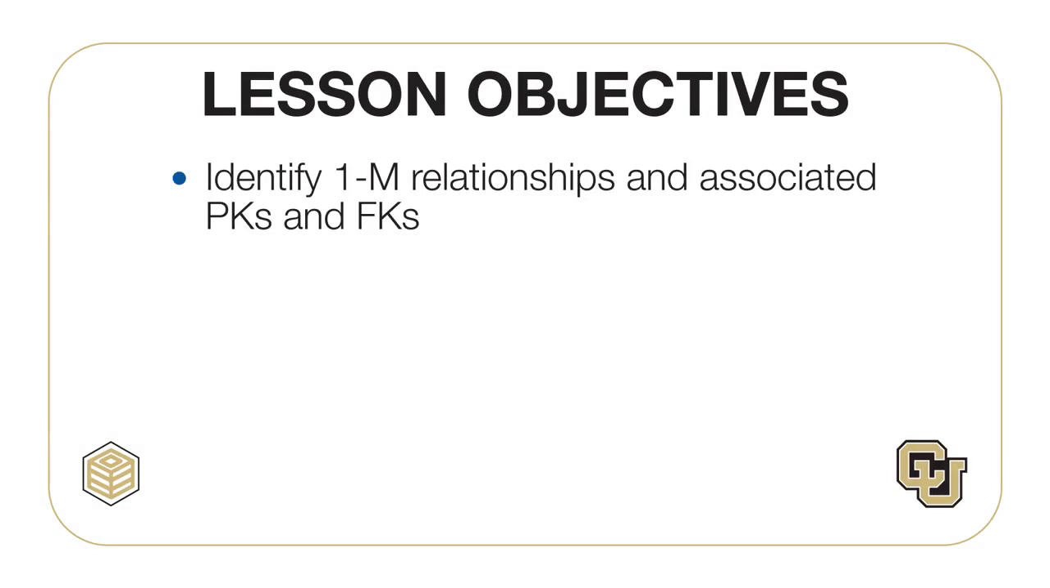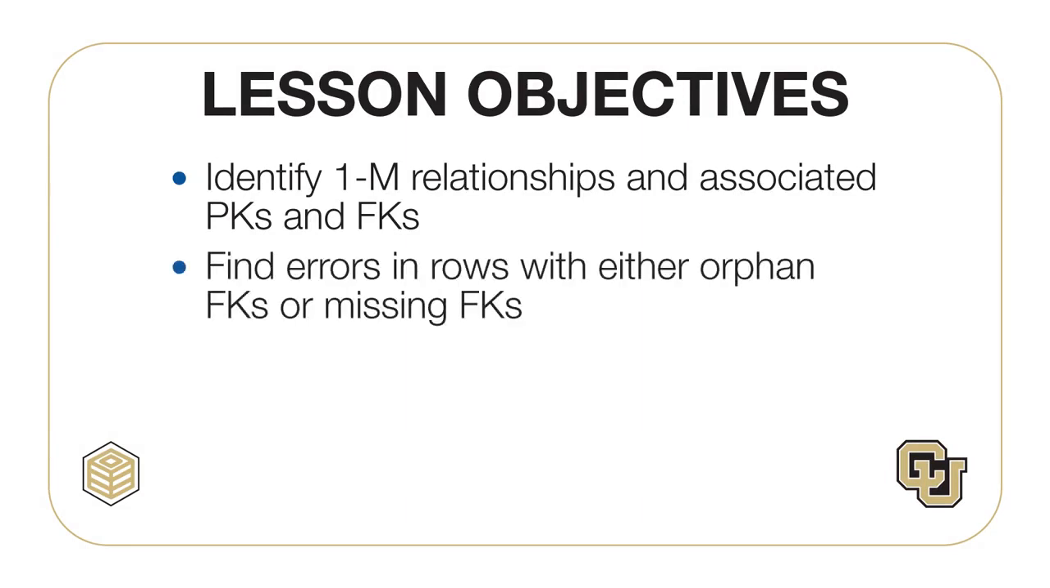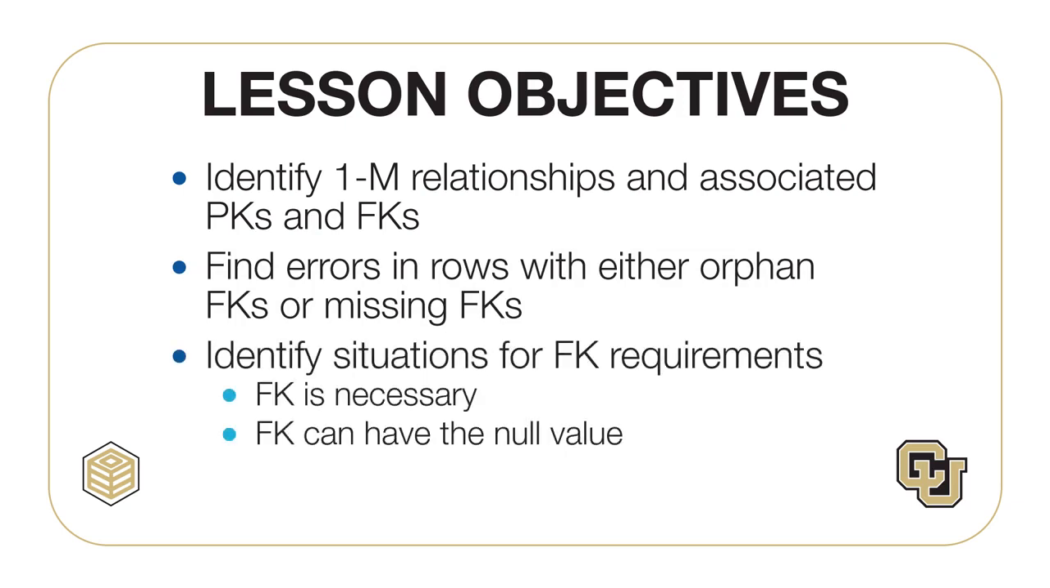The objectives of this lesson involve a deeper understanding of key components of relational database. First, you should be able to identify one-to-many relationships and associated primary keys and foreign keys in a relational database diagram. Second, continuing your usage of sample tables from Lesson 1, you should be able to identify rows with either missing foreign key values or orphan foreign key values. Third, in the database diagram for the university database, you should be able to identify foreign keys that are required, that is, must not have a missing value, and foreign keys that allow missing values.